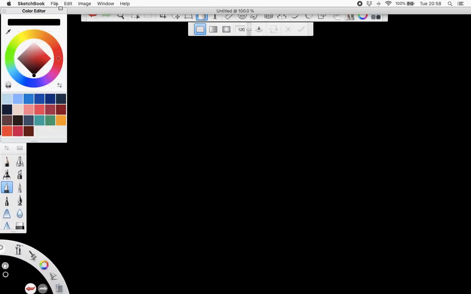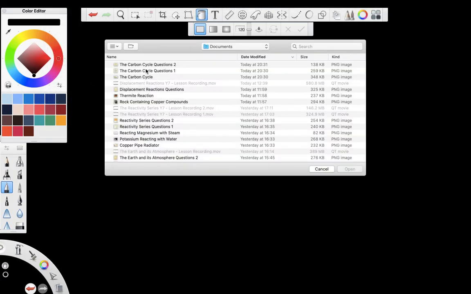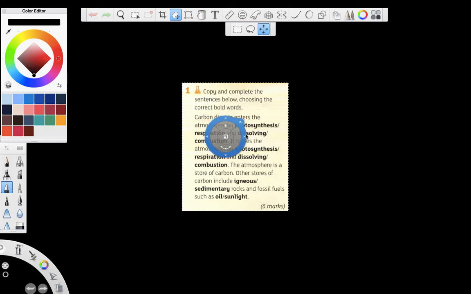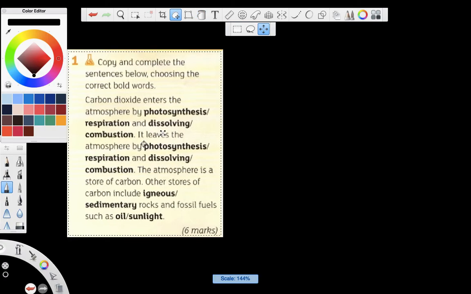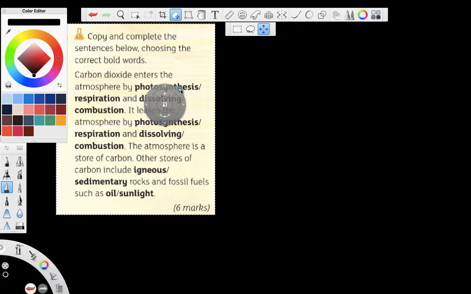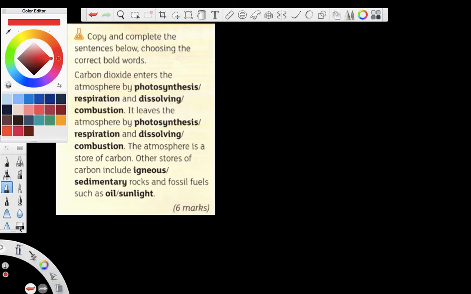Okay, so you should have had a go at those questions by now. Let's get our questions put in. First of all, make it a bit bigger so that we can read it. You should have written the sentences out, leaving the correct word in place. So, carbon dioxide enters the atmosphere by respiration. Respiration adds carbon dioxide to the atmosphere. And combustion. Combustion adds carbon dioxide to the atmosphere. It leaves the atmosphere by photosynthesis and dissolving. Photosynthesis removes carbon dioxide from the atmosphere, and dissolving allows carbon dioxide to move into the oceans.